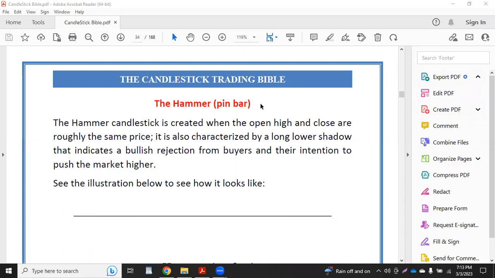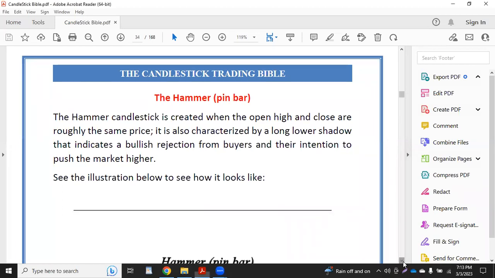Okay. So the first one we are talking about now is the hammer, also known as a pin bar. Basically, the hammer is a candle that depicts a bullish pattern.